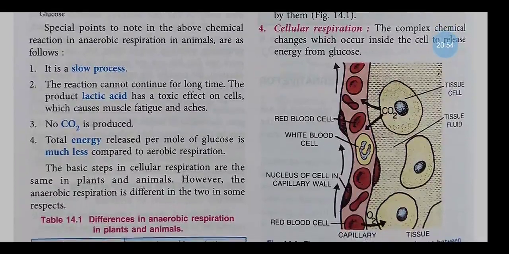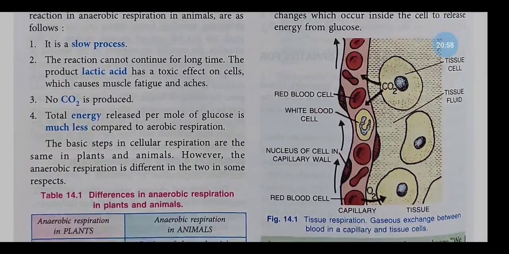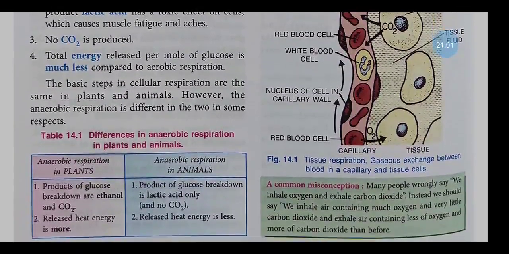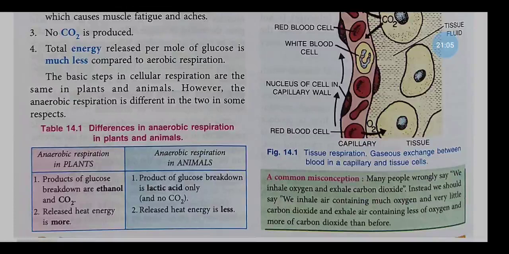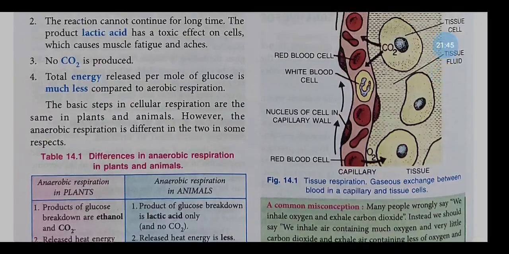The basic steps in cellular respiration are the same in plants and animals. However, anaerobic respiration is different in some respects. Let us see anaerobic respiration in plants. When anaerobic respiration takes place in plants, ethanol and carbon dioxide are formed. But in the case of animals, only lactic acid is produced, no carbon dioxide is produced. Now, in anaerobic respiration in plants, the heat energy released is more, but in animals the heat energy released is less as compared to plants.